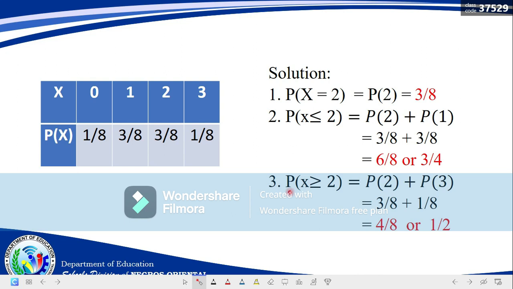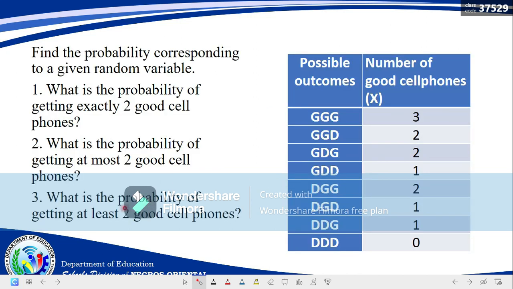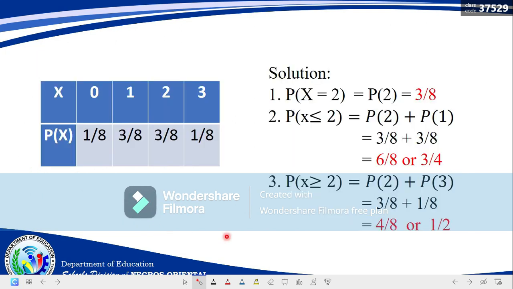Next question. What is the probability of getting at least 2 good cell phones? At least 2 good cell phones, so you have 3 over 8 and 1 over 8. That is P of 2 and P of 3. So 3 over 8 plus 1 over 8 gives us 4 over 8 or 1/2. So this is how you're going to answer word problems about probability distribution.